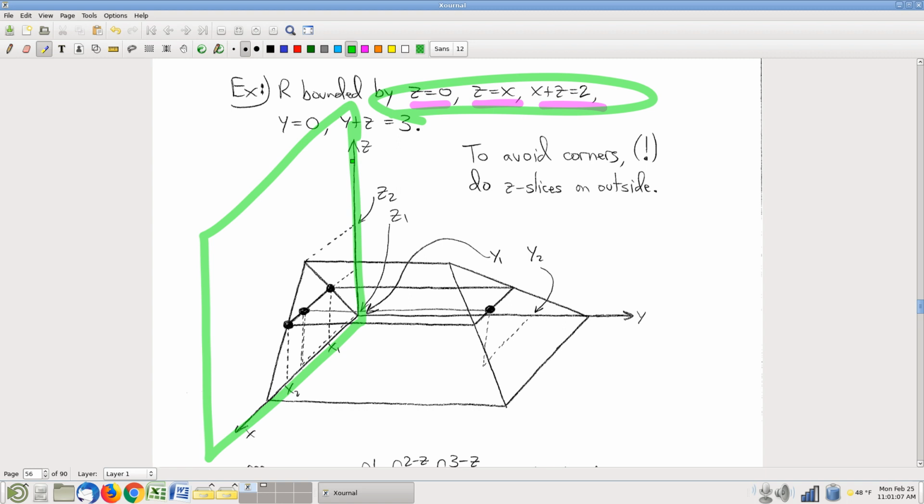Yes? How come you can just avoid the equation y plus z? Oh, we'll get to it. Yeah, no. I'm not avoiding it. I'm procrastinating it.